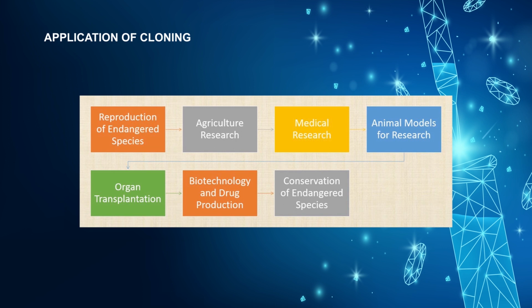Biotechnology and new drug production is another area where it can be used. Cloning plays a significant role in biotechnology and drug production. It allows for the production of large quantities of specific proteins such as insulin and growth hormones by cloning cells that can produce these proteins. This has applications in the pharmaceutical industry for the development of therapeutic proteins and vaccines also.